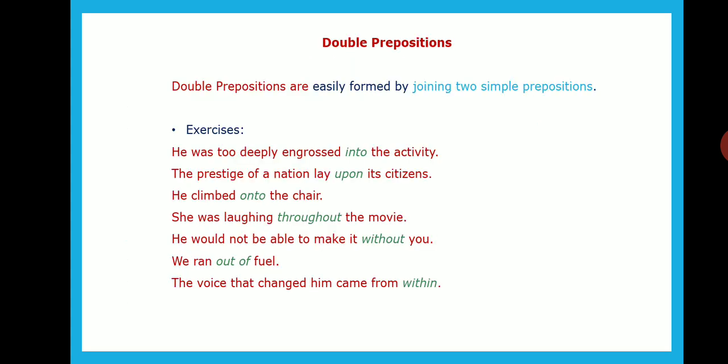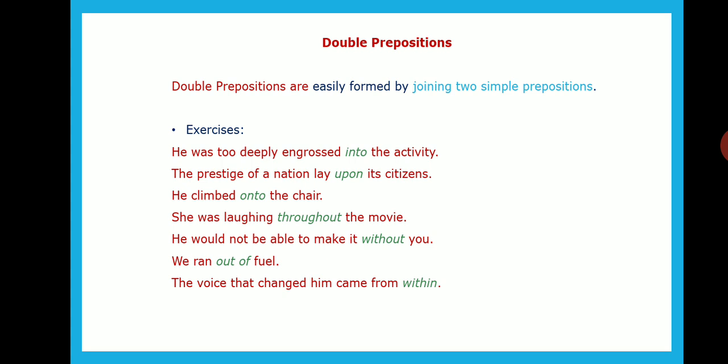Next is double prepositions. Double prepositions are formed by joining two simple prepositions. Examples will be into, upon, onto, out of, etc.